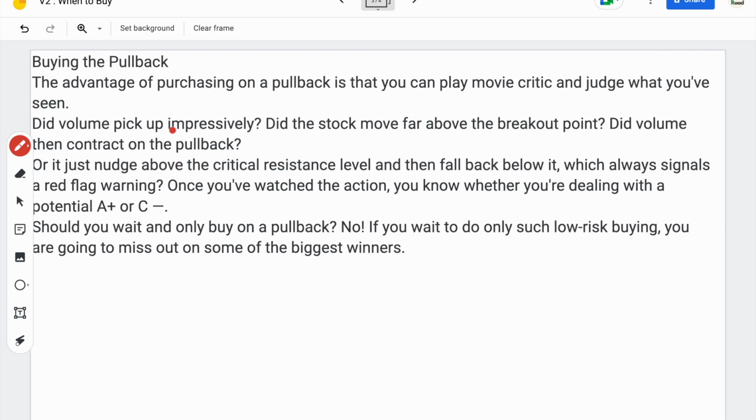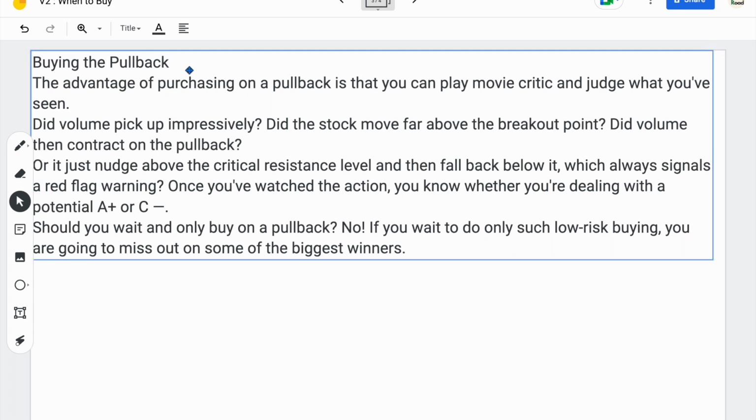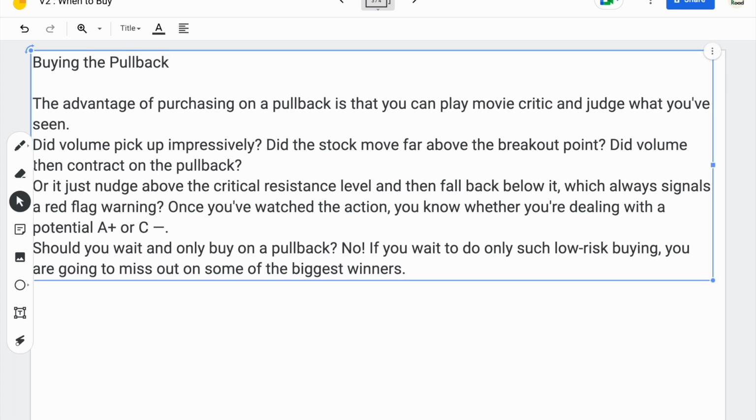Then he talks about buying the pullback here. Let's make it a little prettier.